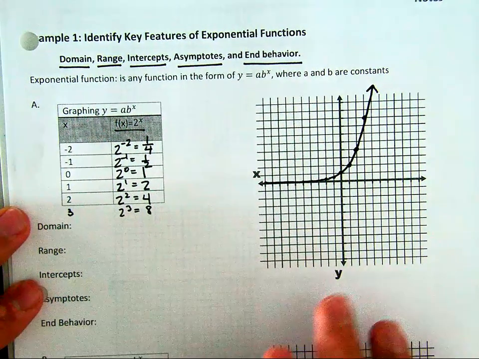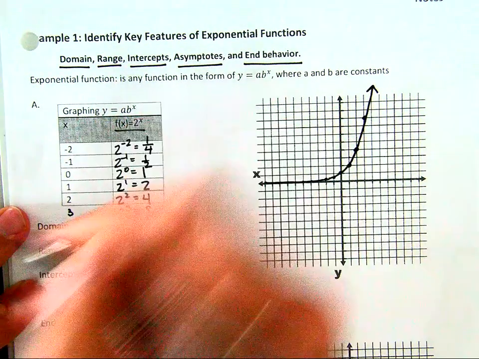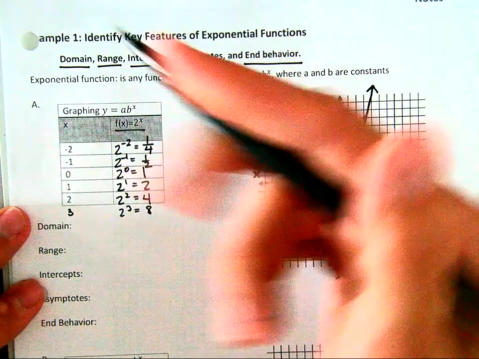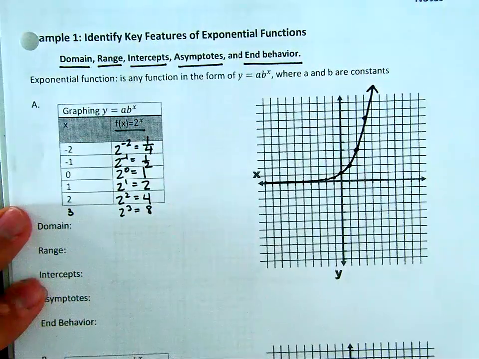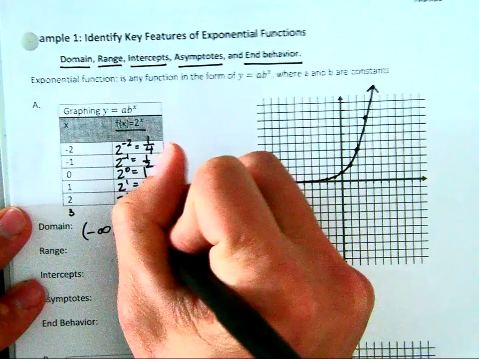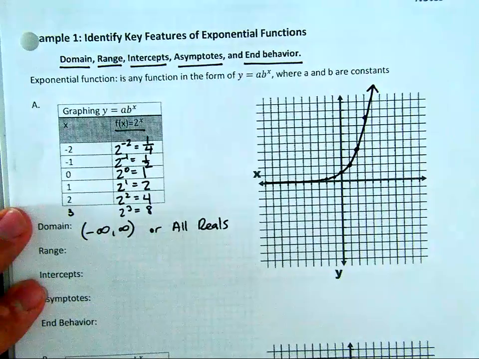But the domain, essentially what we're looking for is restrictions in the x value. All right, and there's no real numbers that I can't plug into x. So for the domain, we're going to say it is -infinity to infinity, or we say all reals. And it's going to be like that for all exponentials.